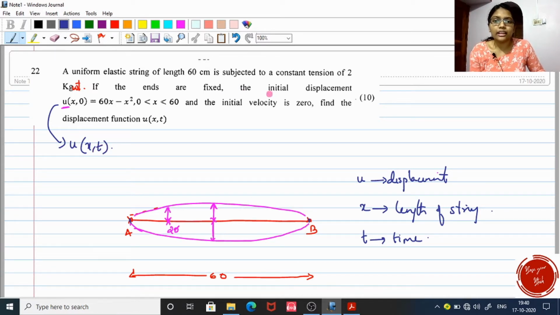For the initial case, it is written here as initial displacement u of x comma 0. Initial means when time t is equal to 0, the displacement is this much. It's also given as the initial velocity: at time t equal to 0, the velocity is 0. Anyway, let's put everything together.